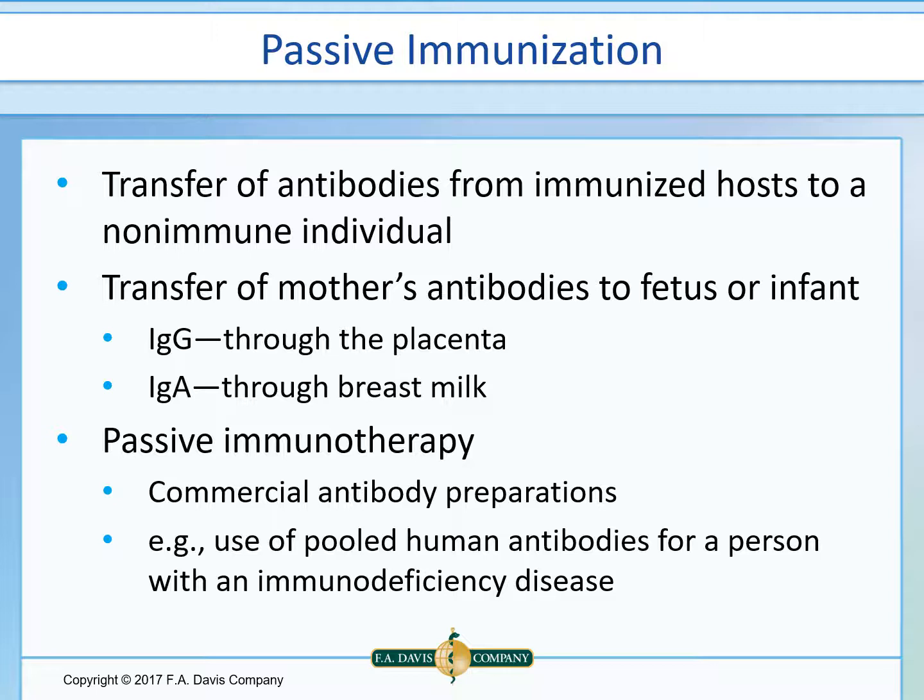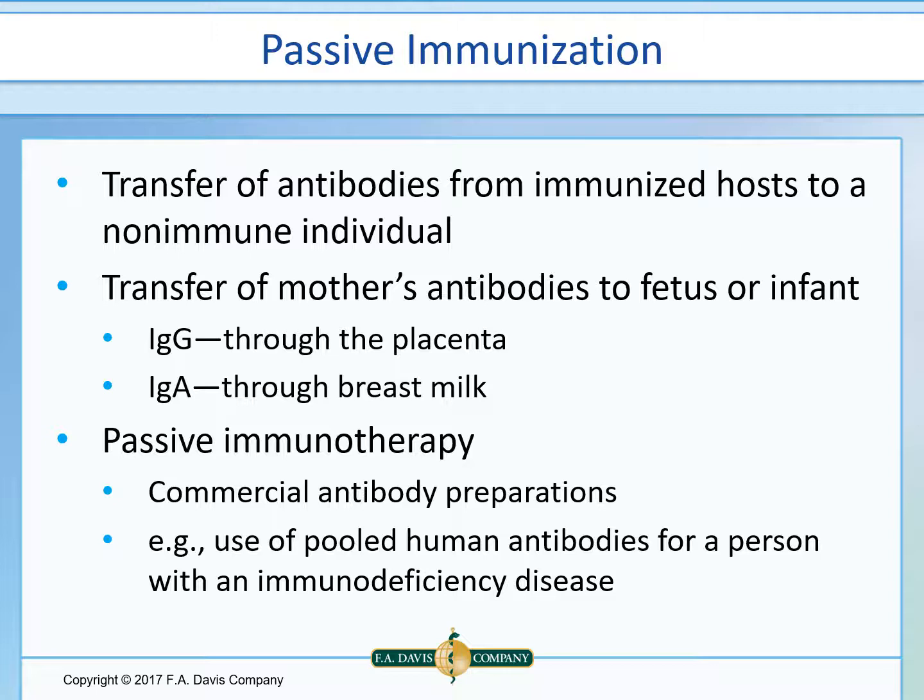This transfer of antibodies from an immunized host to a non-immune individual occurs with the transfer of a mother's antibodies to the fetus or infant. As we've discussed in the antibody structure and function chapter, IgG gets transferred passively through the placenta, whereas IgA is transferred through breast milk.